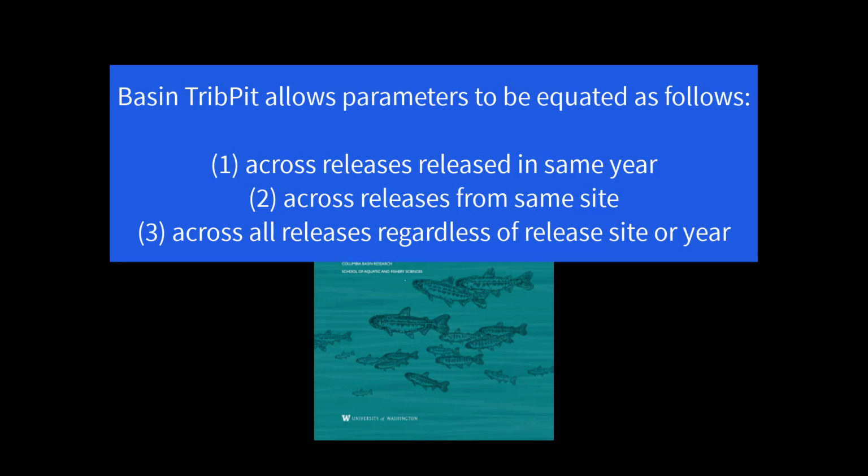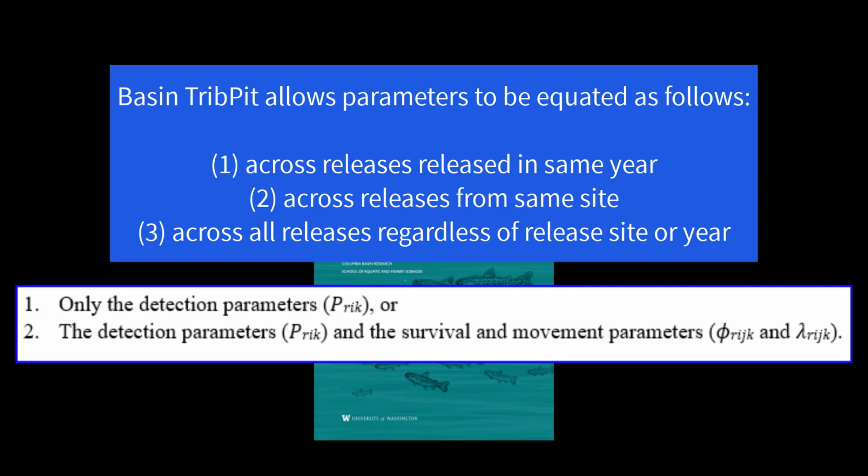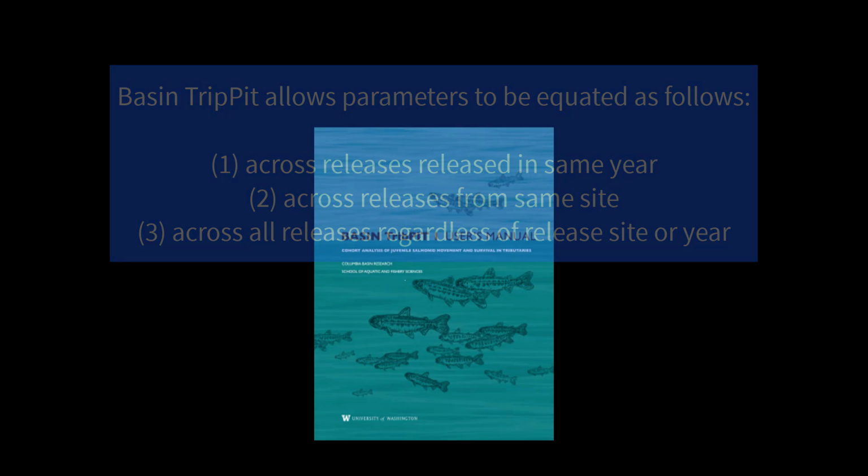BasinTribPit allows for parameters to be equated in a number of different ways. Parameters may be equated as follows. 1. Across releases that are released in the same year, or 2. Across releases that are released from the same site, or 3. Across all releases regardless of release site or year. In addition, parameters that are equated may include number 1. Only the detection parameters (PRIK), or number 2. The detection parameters (PRIK) and the survival and movement parameters (phi(RIJK) and lambda(RIJK)).